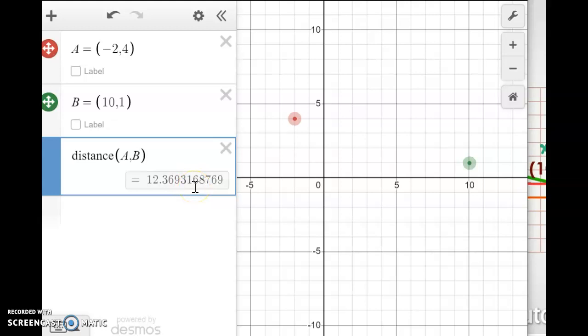in a third way. So hopefully in this video what you've learned is there are 3 different ways you can find the distance. 1 is the Pythagorean theorem. 2 is using the actual distance formula. And 3 is just plugging the points into Desmos.